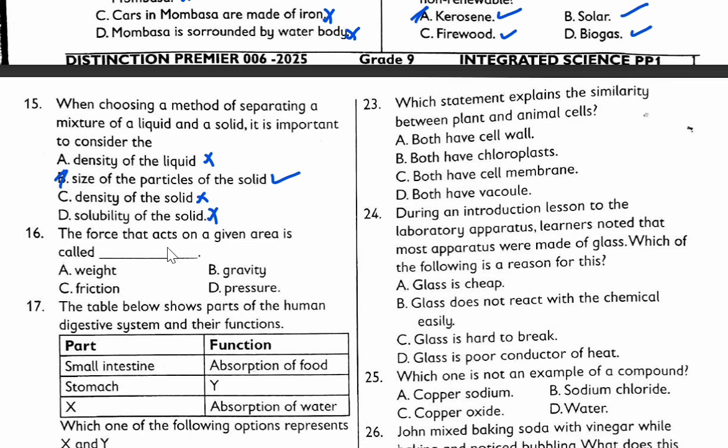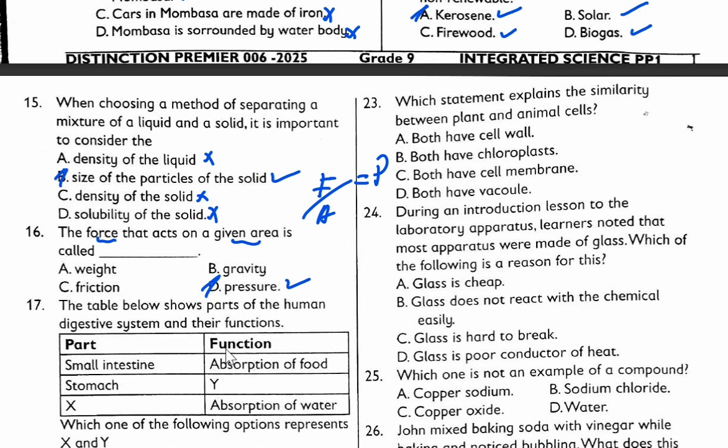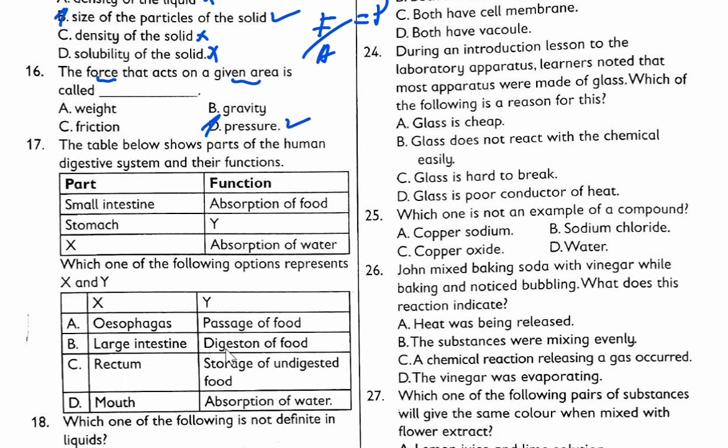Number 16. The force that acts on a given area is called, so force per unit area. You know that this is grade 8 work. Force per unit area is pressure, and therefore the answer is D. Pressure is the force that acts on a given area. We go on to number 17.